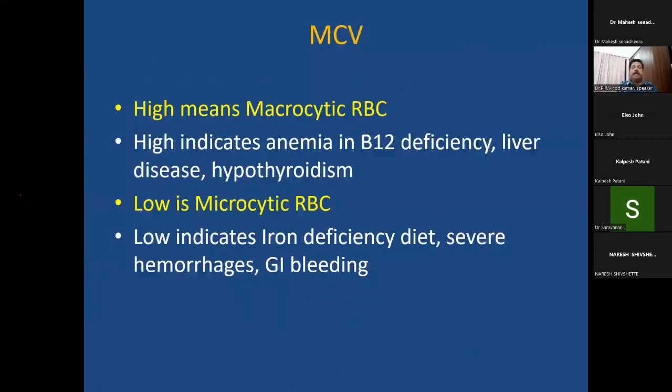High MCV means macrocyte. High MCV means macrocytic RBC. And high MCV always indicates B12 deficiency anemia, chronic liver diseases, and hypothyroidism. Okay, these are the major attributes we have to keep in mind. And low MCV, that is microcytic RBC, generally in dogs indicates iron deficiency anemia, then severe hemorrhages and GI bleeding. Okay, got it. Just keep in mind these two things.